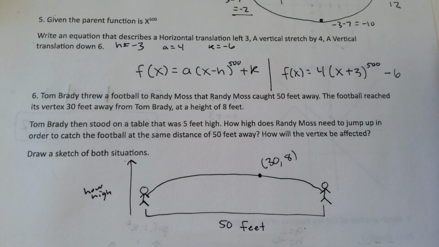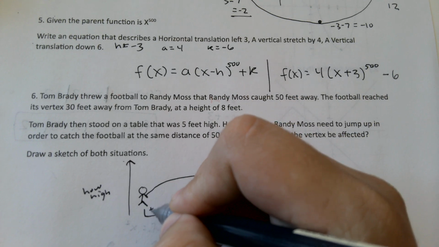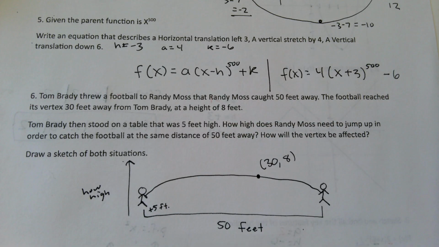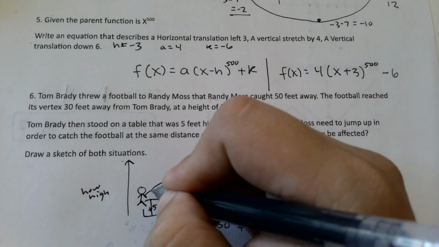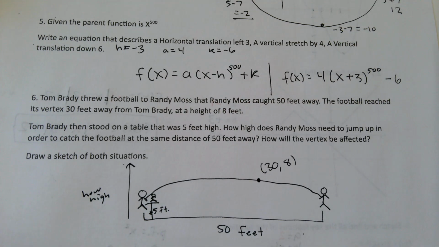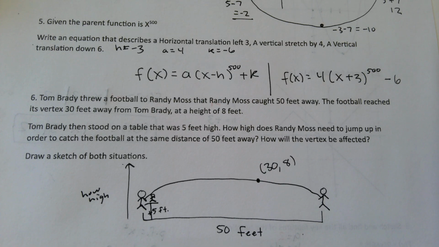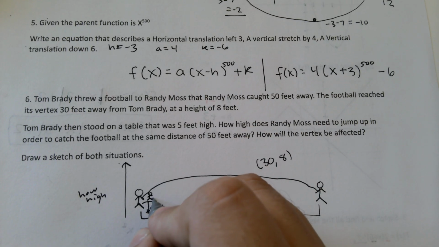Next it says Tom Brady then stood on a table that was 5 feet high. That means Tom went up 5 feet. If it helps, draw your little table. Now Tom Brady's here. He should really be bigger than that, but sorry, I messed up. Tom Brady then stood on a table that was 5 feet high. How high does Randy Moss need to jump in order to catch the football at the same distance of 50 feet? We already established that from our word problems.